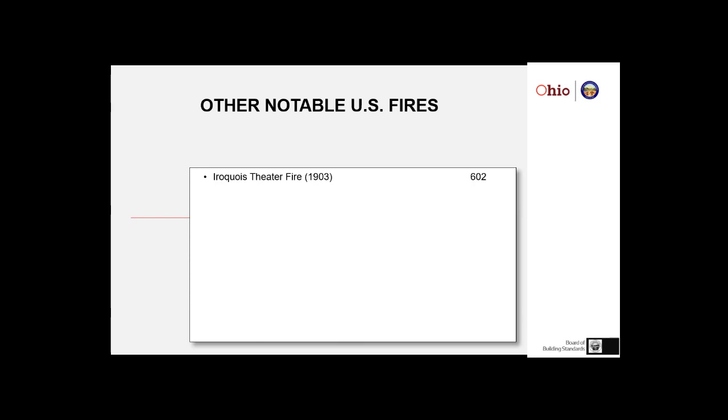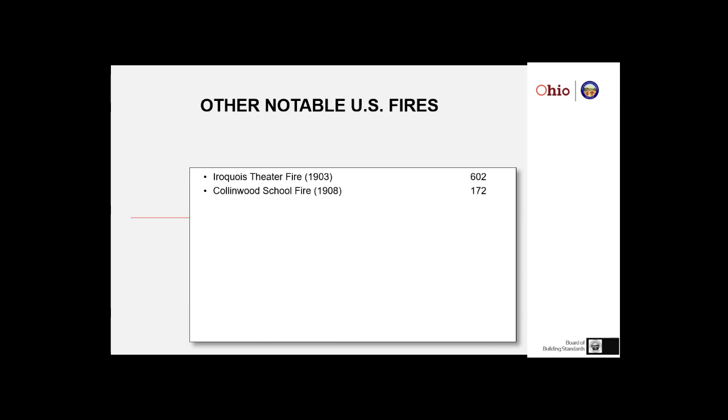No sprinklers, no fire alarms, no standpipes, emergency lighting not present, exit signs not present. So we learn a lot from this accident as well.